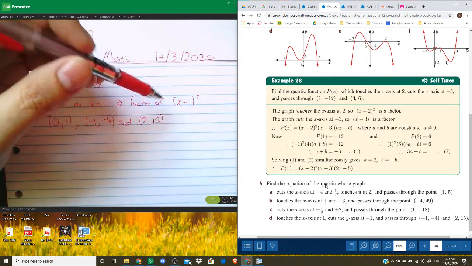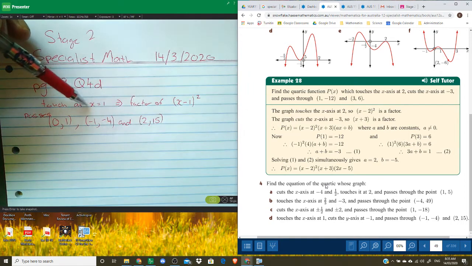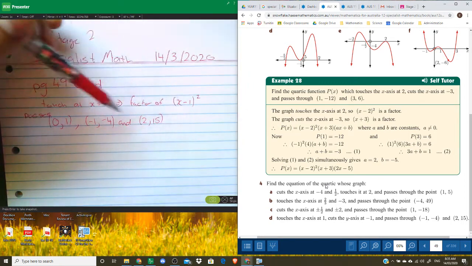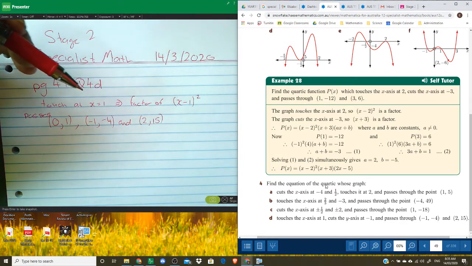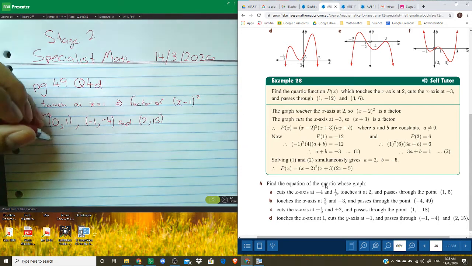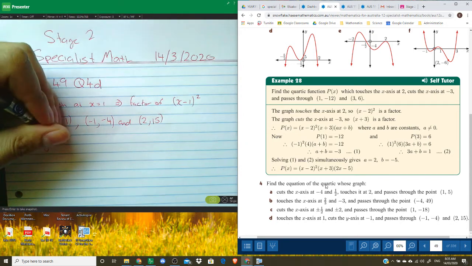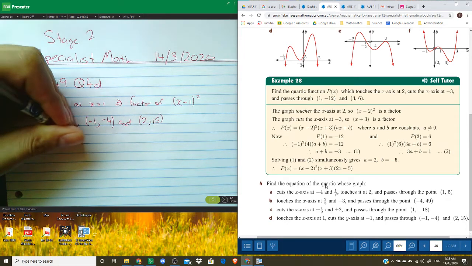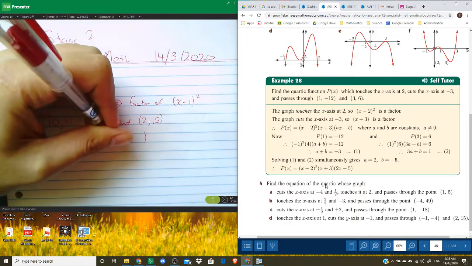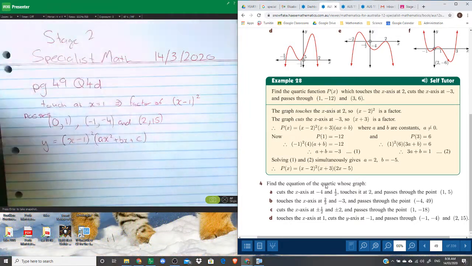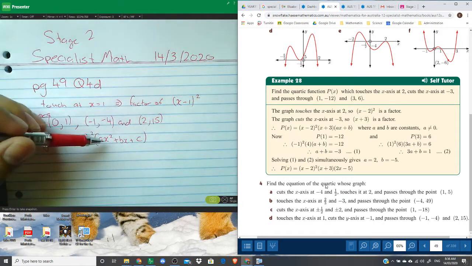Now we know for an order 4 polynomial, which is a quartic, it's going to have 4 roots, some of them repeated. So the idea of touching is actually a repeated root, and we're missing the other 2 roots. That leads me to think I'm probably going to have an irreducible quadratic factor, but in any case we'll assume that we might. So we're going to write the graph as y equals (x minus 1) squared times (ax squared plus bx plus c). Then we're going to use the 3 coordinate points to solve for a, b, and c.